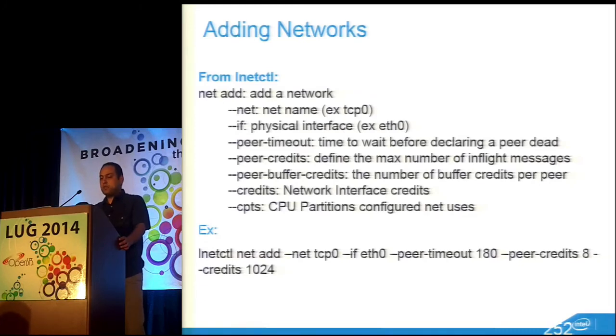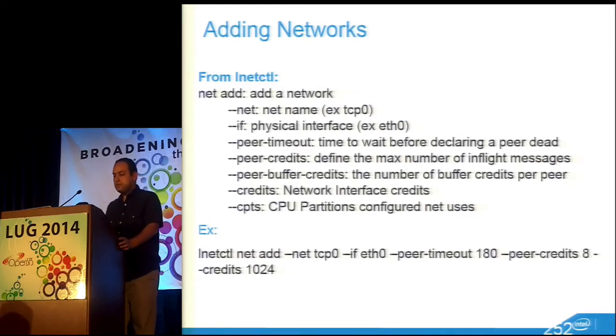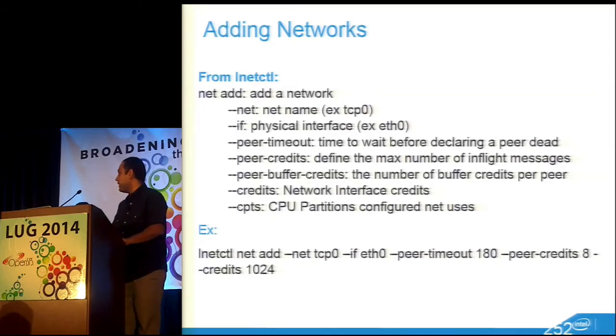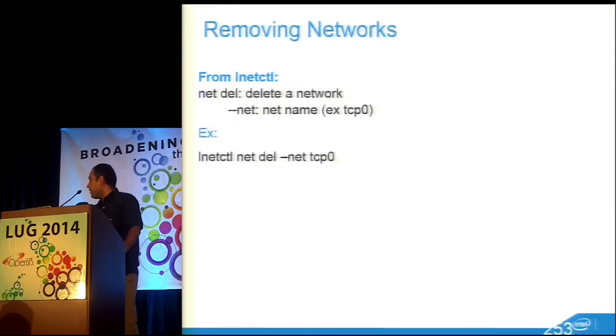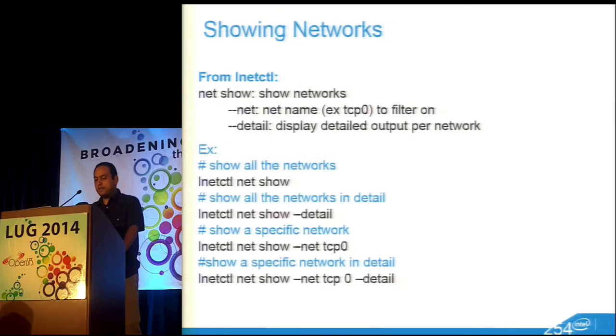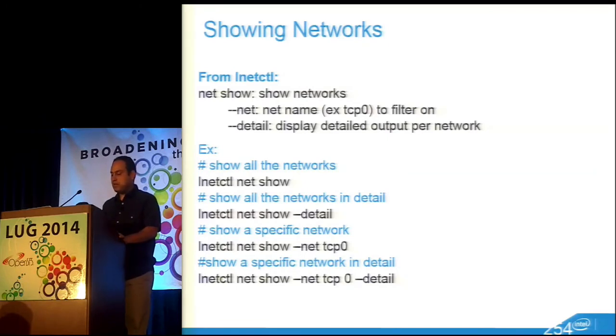You can remove networks by specifying the network that you want to delete, as shown. The other thing is you can show networks. This is kind of new. You can show all the networks that are configured, or you can show one specific network, and there's a detailed keyword which allows you to specify a detailed output, or if you don't specify it, it gives you a summarized output. Now, all show output comes out in YAML format. We decided to standardize on that in Lustre.